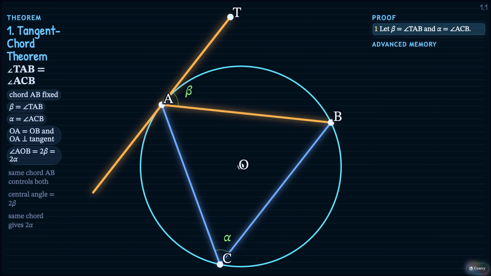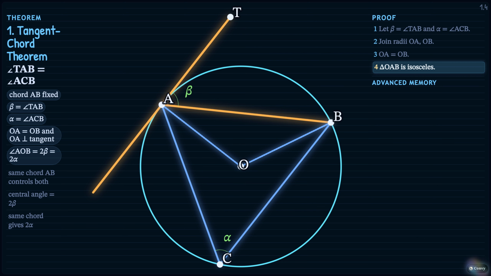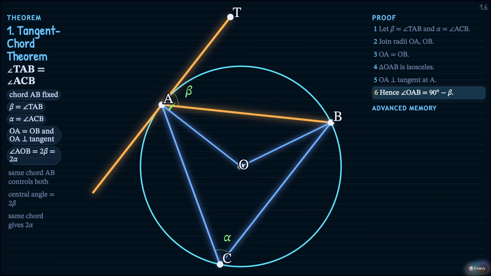Let beta be angle TAB and alpha be angle ACB. Join radius OA and radius OB. Radius OA equals radius OB. So triangle OAB is isosceles. Radius OA is perpendicular to the tangent line at A. Hence angle OAB equals 90 degrees minus beta.